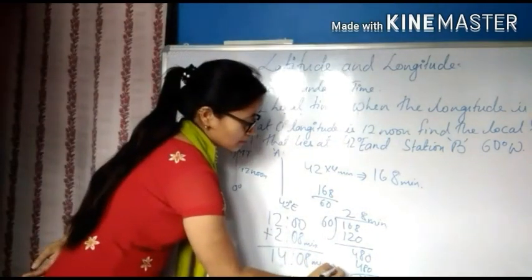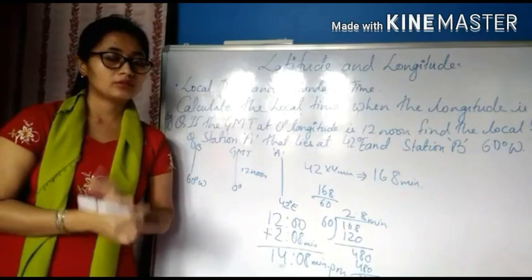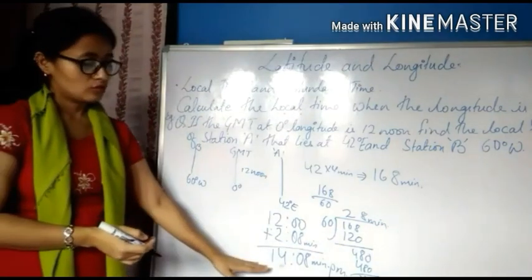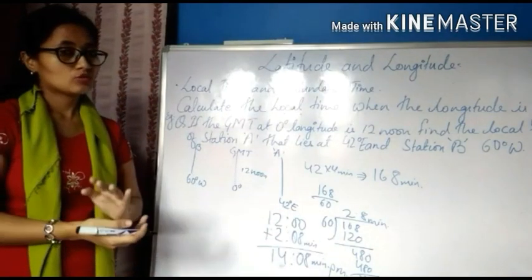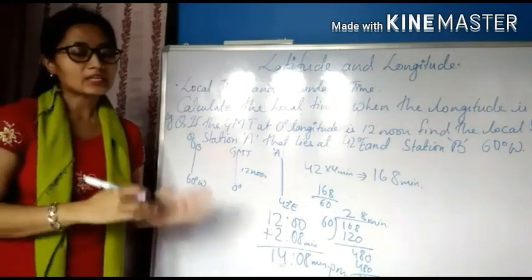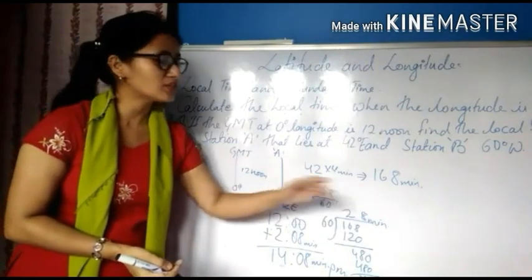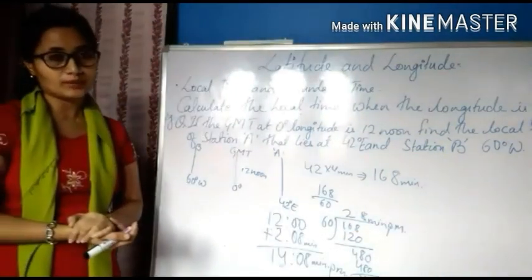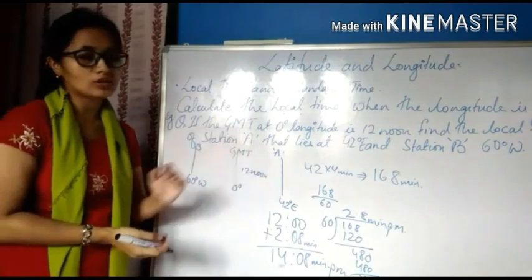And if you calculate the time in 12 hours, then the time will be 2:48 PM. It is PM because after 12 hours, the first 12 hours is AM and the second 12 hours is PM. So the time is 14:48 in 24 hours, and in 12 hours the time is 2:48 PM. So this is the way how to calculate a local time when the longitude is given.